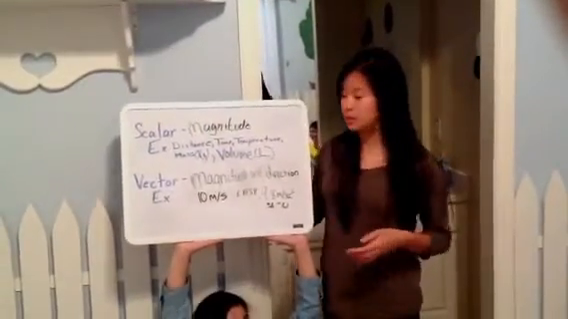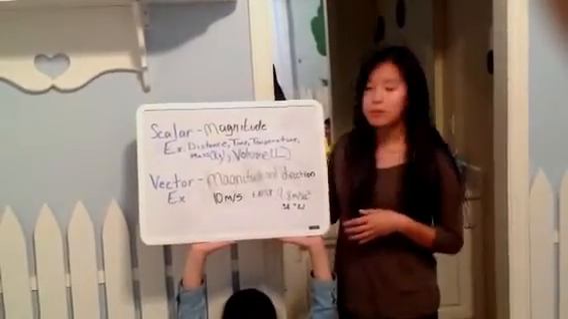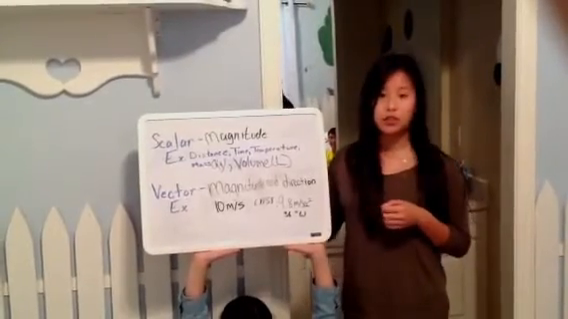Now an example of this would be 10 meters per second east or 9.8 meters per second at an angle of 36 degrees west.